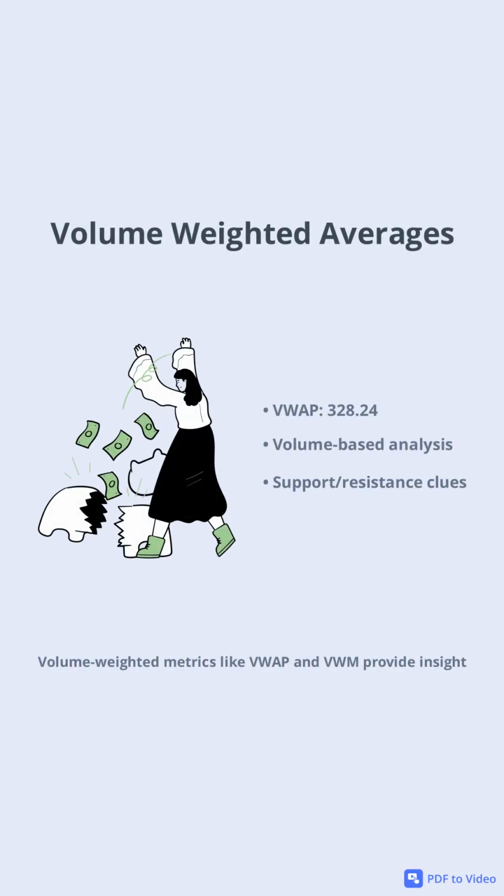Volume-weighted metrics like VWAP and VWM provide insight into the average price at which Meta has traded, adjusted for volume. The VWAP is notably low at 328.24, which may reflect a calculation over a different period or a data anomaly. Volume-based averages help traders assess whether current prices are above or below the average cost basis of recent buyers and sellers, offering clues about potential support or resistance zones.